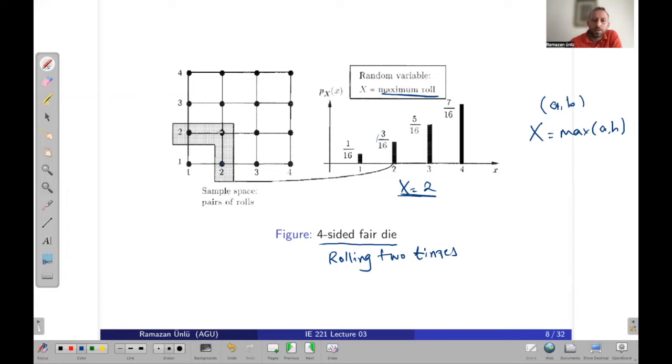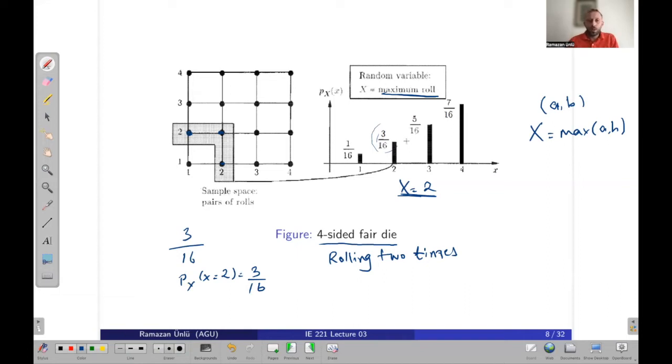This one, and this one, right? So all these points are associated with the number 2. To calculate the probability, just think inversely and go back to your sample space. In my sample space, there are 16 different points, and 3 of them are associated with the number 2. So I can simply write the 3, and the probability of X equal to 2 is going to be 3/16, right?